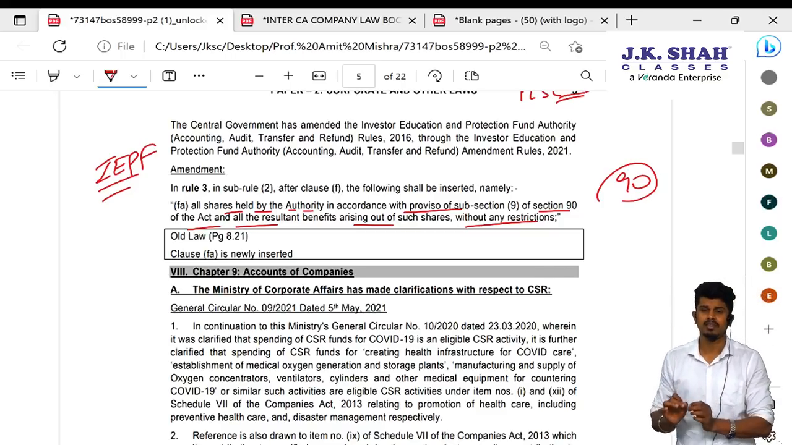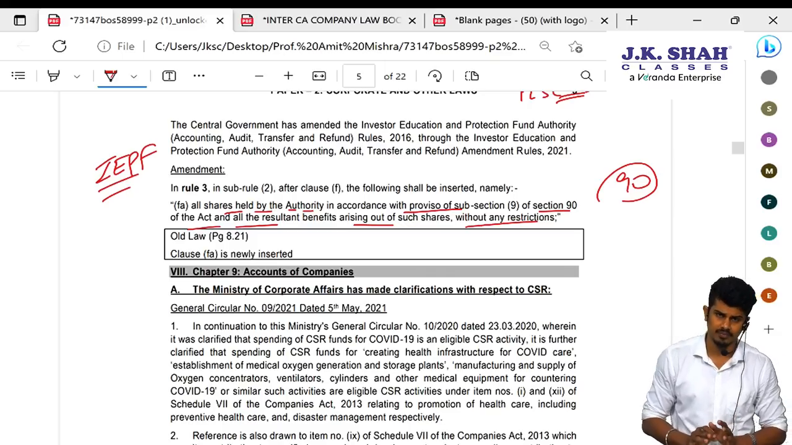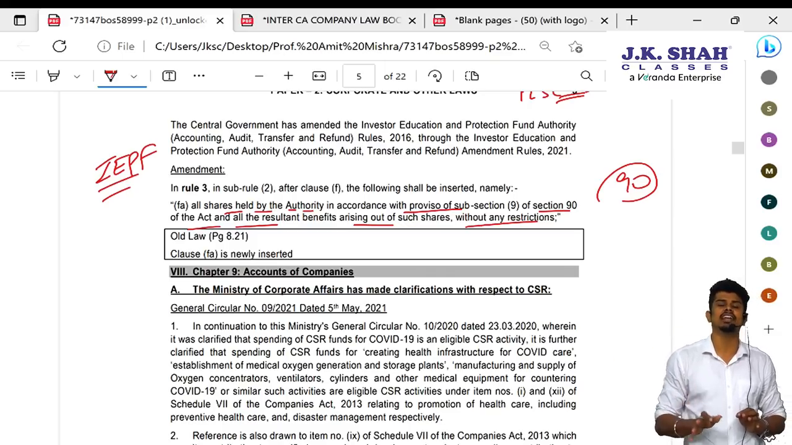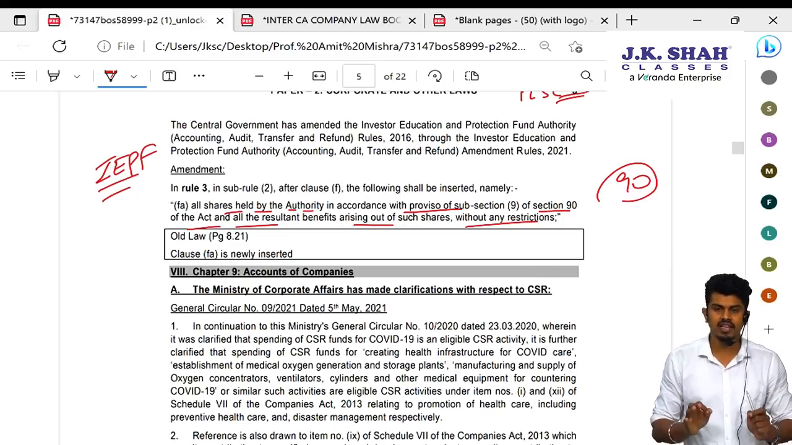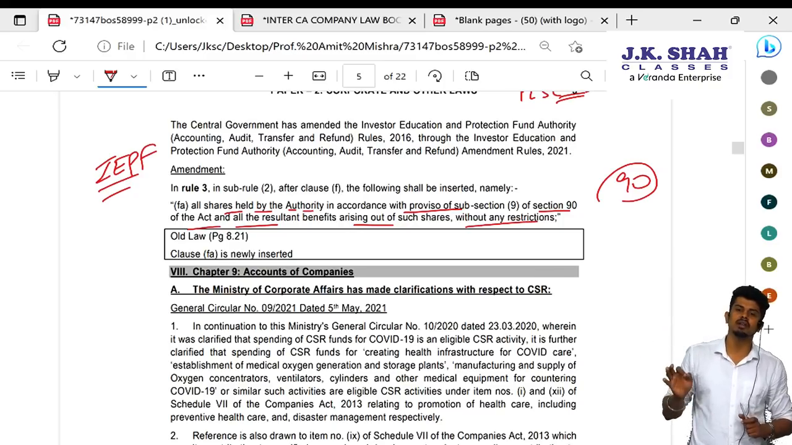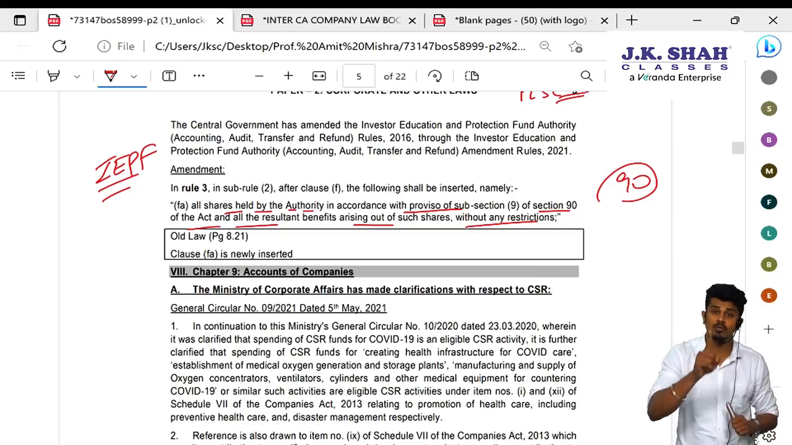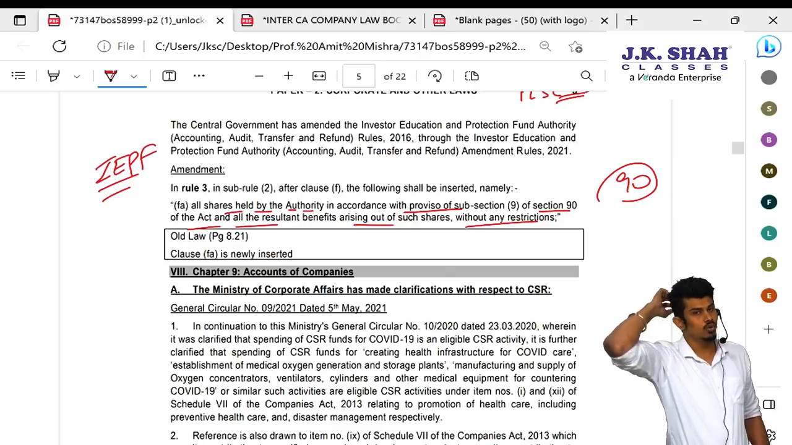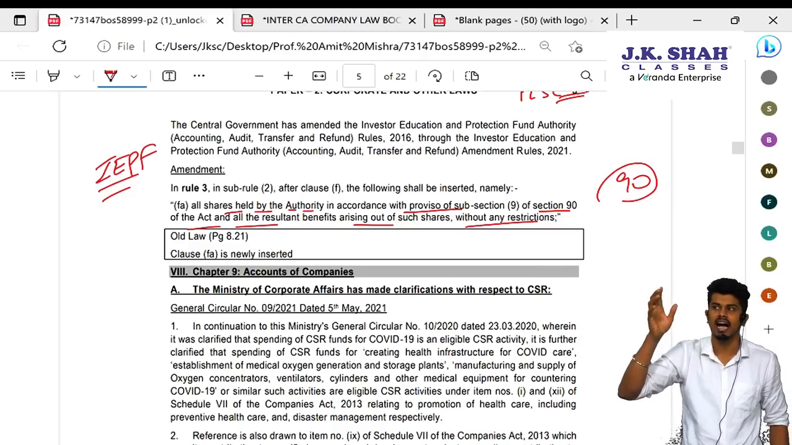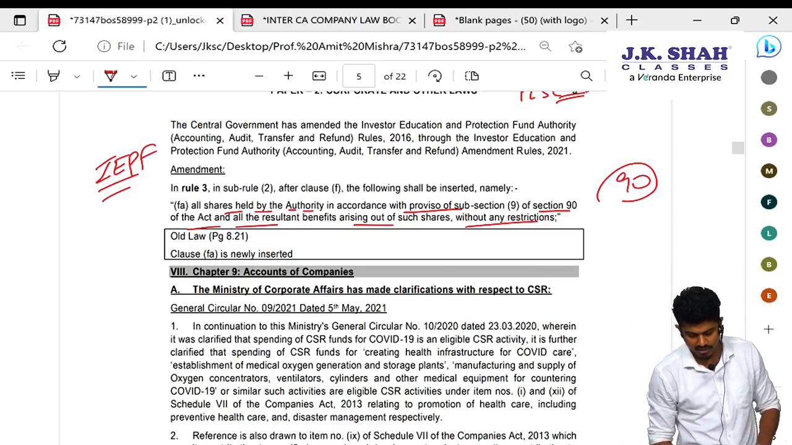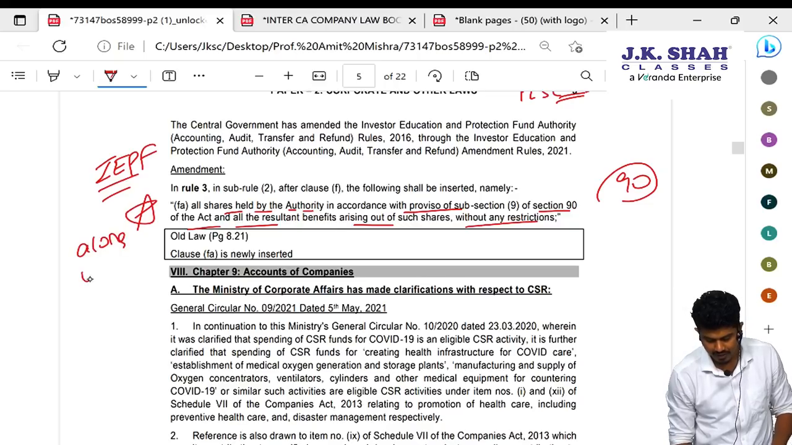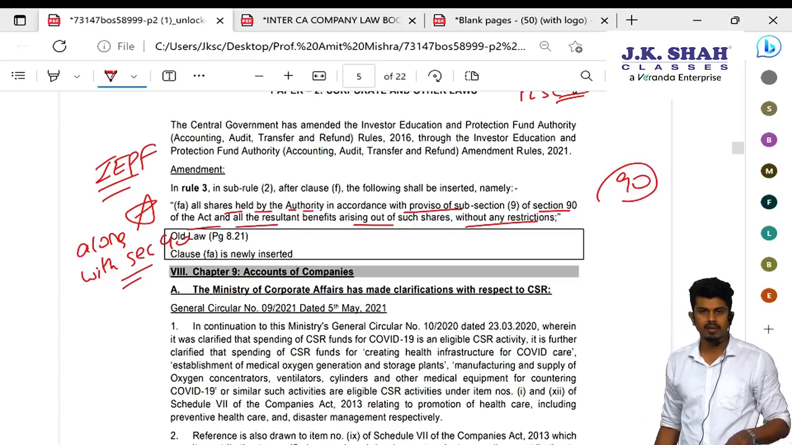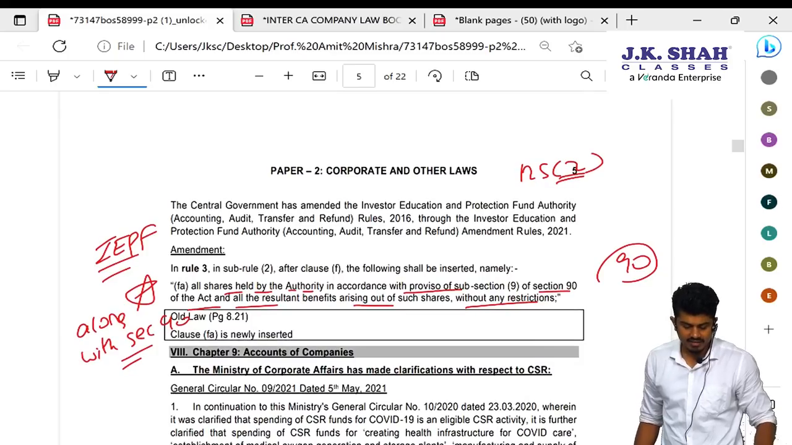If there is something called section 90, that is significant beneficial owner, and restrictions are imposed on the shares of the significant beneficial owner, and those restrictions are not removed within 1 year, then those shares will be transferred to IEPF. IEPF will be credited. Simple. So, you need to read this point along with section 90. A yes or no? Easy. Done. Simple. So, this was the amendment till chapter number 8.